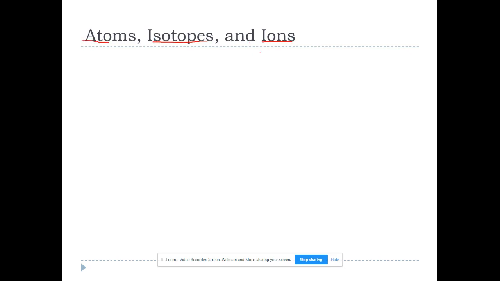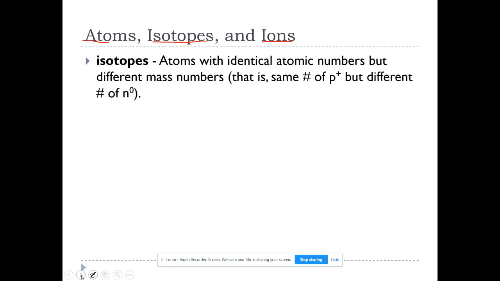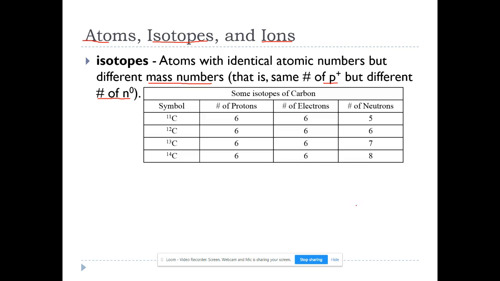So atoms, as you know, are the simplest form of elements, the smallest you can break down an element. But then you have different forms of certain atoms for each element. You can have isotopes. Isotopes are atoms with identical atomic numbers but different mass numbers. In other words, since they're the same element, they're going to have the same number of protons, but since their mass numbers are different, they must have a different number of neutrons. Let's take a look at an example of this.